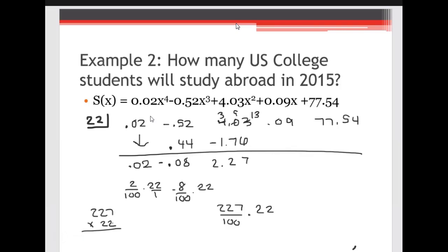So 2 times 7 is 14. 2 times 2 is 4. Carry your 1. 2 times 2 is 4. Put in your 0. Carry your 1. Add them up. And you get 4994. But remember, we're dividing that by 100. So it's really 49.94. And then we're adding 0.09 to that. So you get 50.03.